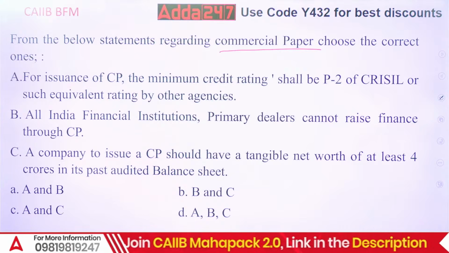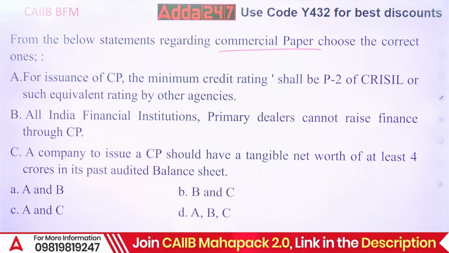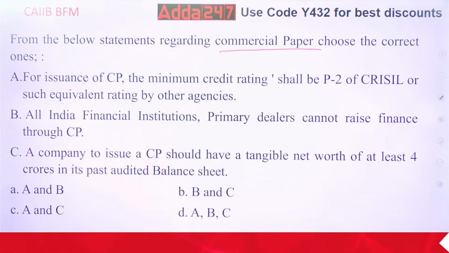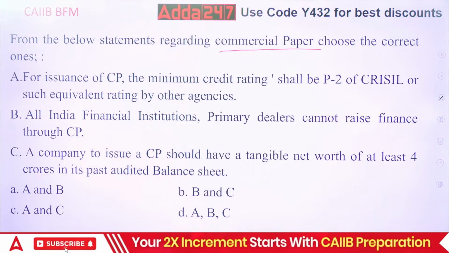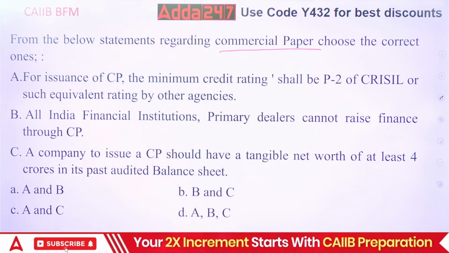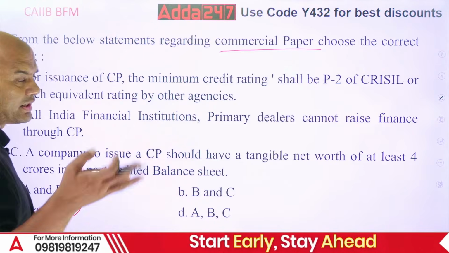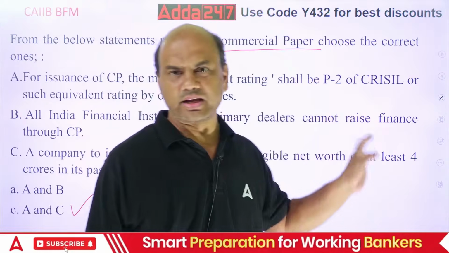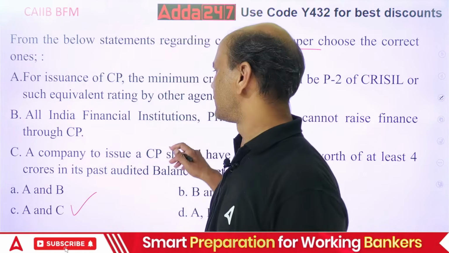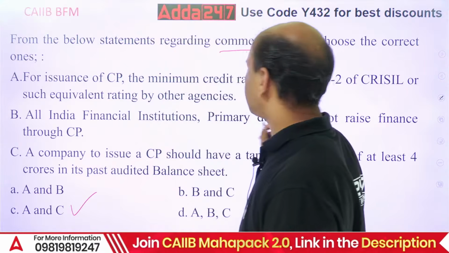Yes? So what are you answering? A and C only. Okay, A and C. Chalo. So A and C is correct. But what are the remaining two conditions? Chalo, this is done. Agreed. A and C is correct. So this primary dealer can also raise.